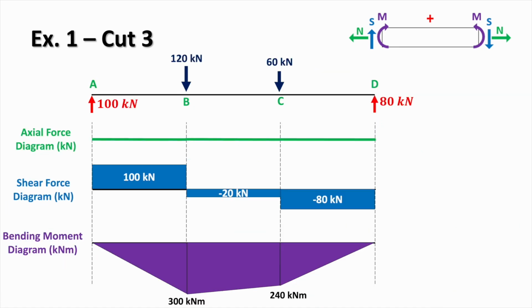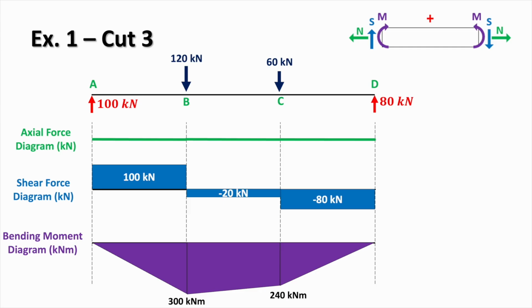And we can now represent the results for the final section on the force diagrams. Axial force remains 0. For shear force, we observe that the values change in steps along the beam. So at point C, we can see that we've got a further drop of 60 kilonewtons. So in the final region, the shear force is constant at minus 80 kilonewtons. And at point D, the reaction of 80 kilonewtons brings the shear force back to 0.